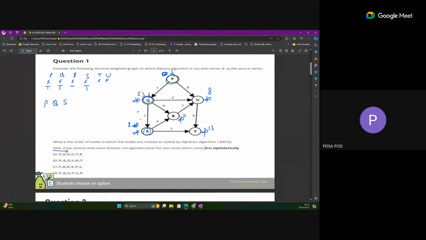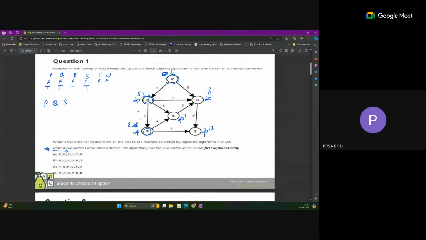If anyone has any query, just open your mic and ask, because I am not able to see the chat. Why are we actually going to S when the weight for S and U is the same, 8 and 8? This is given in the statement. You can see this line. Note: if two vertices have the same distance, the algorithm picks the next vertex which comes first alphabetically. Because of that, we are selecting S. Otherwise, if this statement is not given, then we can select anyone according to the concept. Both would be correct.